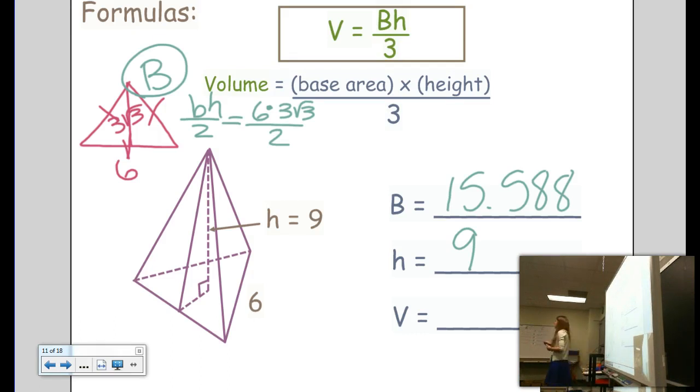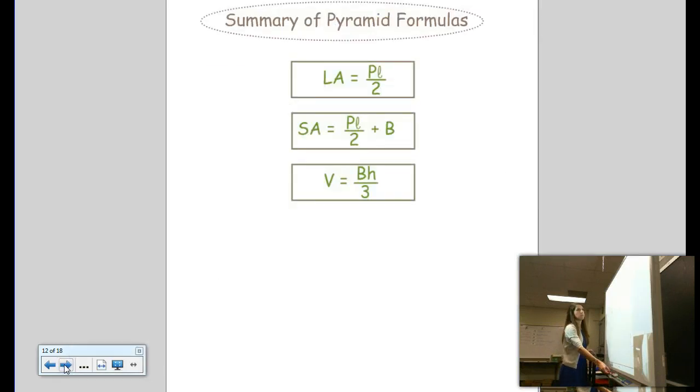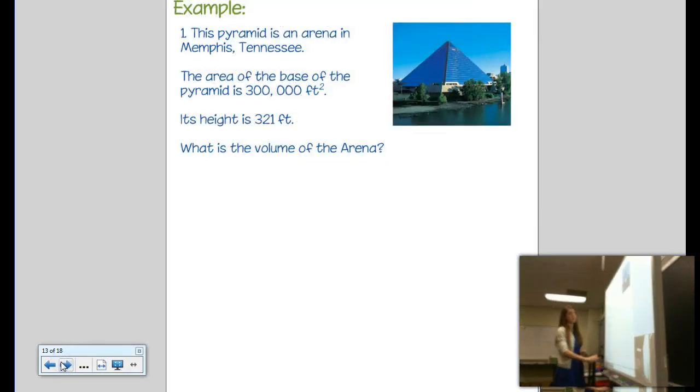Okay, let's find the volume. Base times height divided by 3. 15.588 times 9 divided by 3. Catherine, what do you get? 47, okay. Let's do 46.8, but it depends on what it tells you to round to. Very good. And since we don't have units, let's move on. So there's your formulas. Those are on your formula chart.